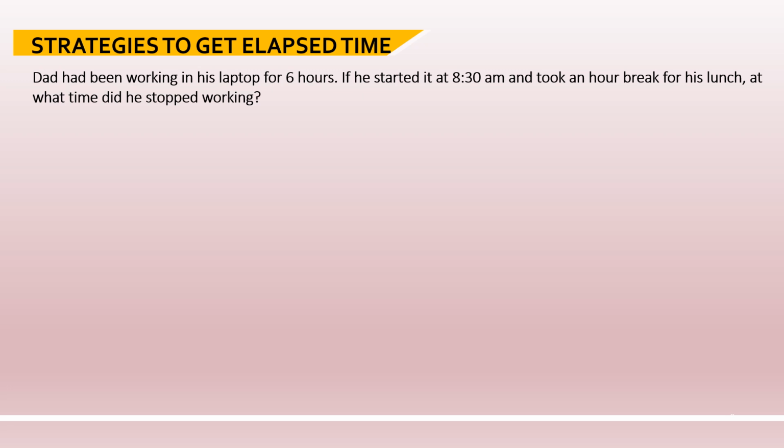Another strategy in finding elapsed time is using operations like subtraction or addition. Choosing which operation to use will depend on the problem. Our problem is asking for the time Dad finished or stopped working, so we choose addition. For we are given the number of hours Dad spent in doing his work.